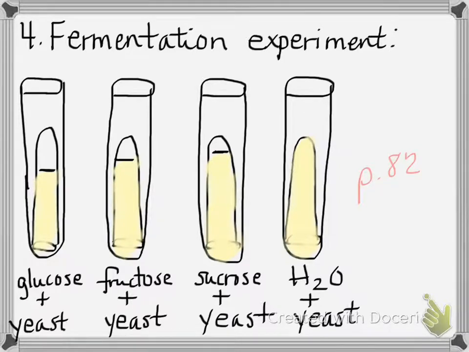Test tube 1 had glucose. Test tube 2 had fructose. Test tube 3 had sucrose. Test tube 4 had water. And I just wrote it down for you up here. And then test tubes 1, 2, 3, and 4 all got yeast.